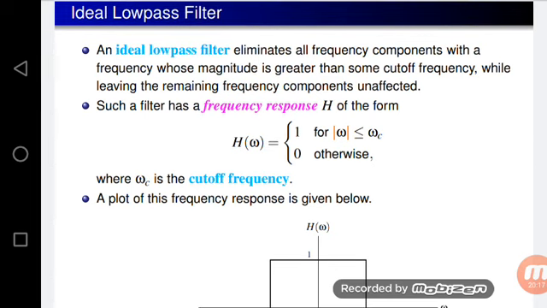Next one is the ideal low pass filter. An ideal low pass filter eliminates all frequency components with a frequency whose magnitude is greater than some cutoff frequency, while leaving the remaining frequency components unaffected.